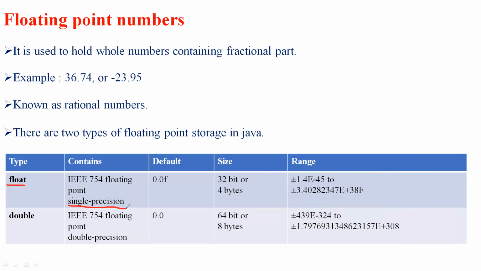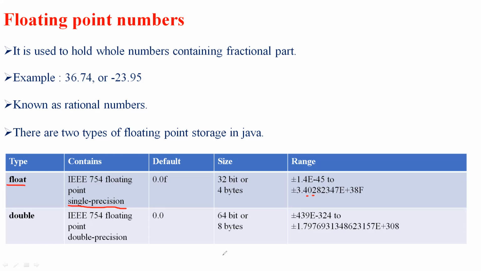So float is eventually used for single precision values. What do you mean by single precision? In a sense, the number of digits after the decimal point will be around 6 or 7, sometimes 8. It is 6 to 8 decimal points.